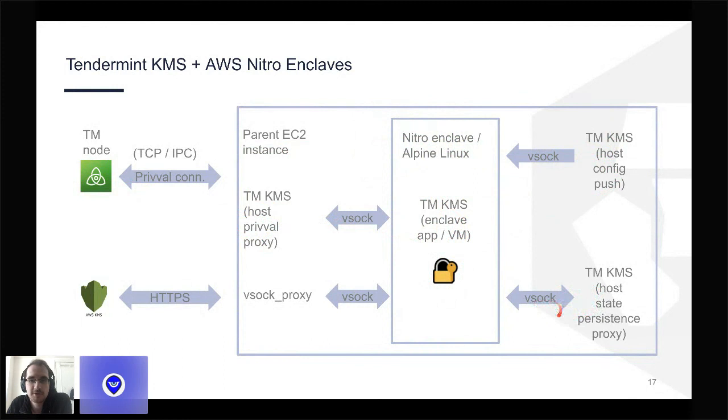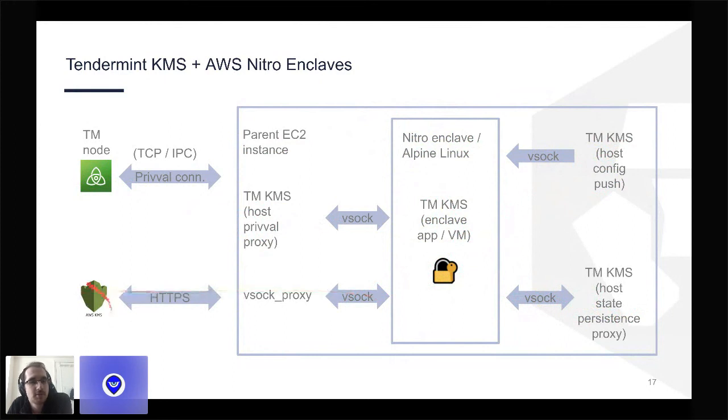Then you have another proxy that will take care of the state. So whenever there's an internal update in the TMKMS, it will send it and we'll try to persist it. And finally, in the config, you would have the encrypted validator key, and it needs to have a way to decrypt it.